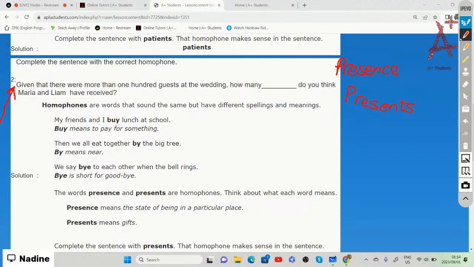It is not talking about the state of being in a particular place. They are talking about gifts. Because when you go to a wedding, you need to take a gift, right? Then it means that we are talking about presents, not presence, which refers to the state of being in a particular place. Nope. We are talking about gifts, and gifts that the couple received on their wedding day.